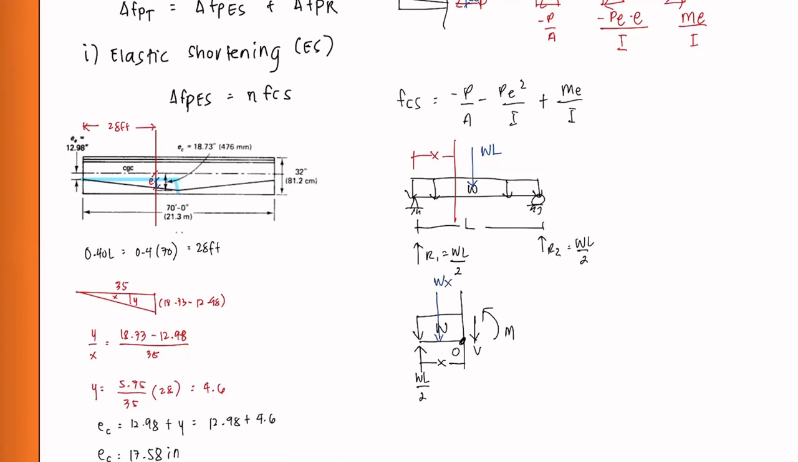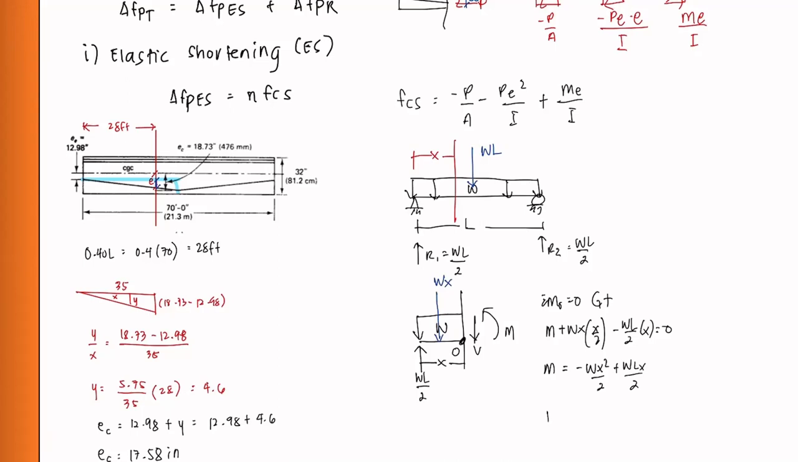Kapag kinuha natin yung moment, summation of moment at point O is equals to 0. Taking counterclockwise as positive, we have moment plus ano pa mag-rotate ng counterclockwise doon. So si moment, kaya mag-moment doon. Si WX, mag-moment din doon, counterclockwise din. Itong reaction natin, mag-moment doon, clockwise direction. So plus WX times X over 2 minus WL over 2 times X is equals to 0. Kailangan natin ng value for moment. So this will be negative WX squared over 2 plus WLX over 2.